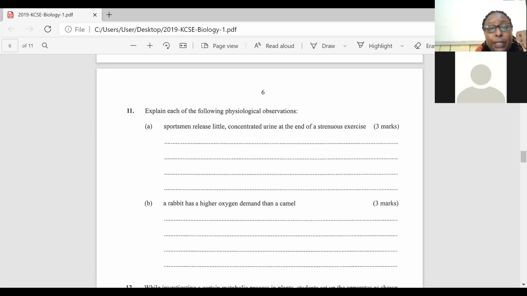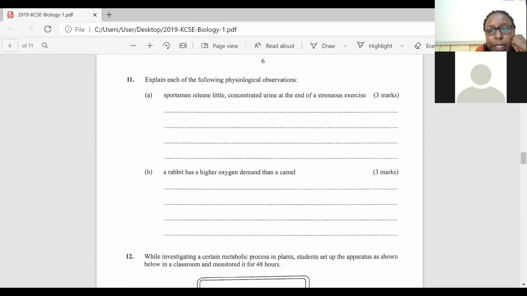Again, it's also another question on explaining. Quite heavy on marks, 3 marks, part A, 3 marks, part B. Mostly we would have such questions in paper 2, but nowadays we also have the integration in paper 1. So we have part A, releasing of little concentrated urine by sportsmen at the end of a strenuous exercise. That one would also be talking about the process of excretion. We have it in excretion, and in such a question, the student would also have talked of the sweating.